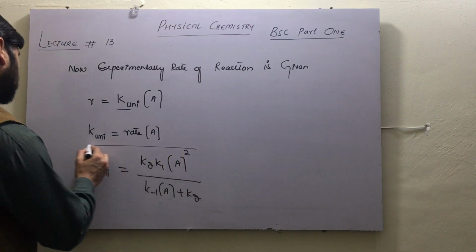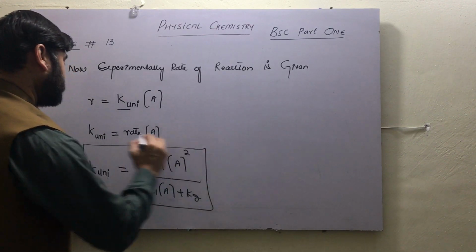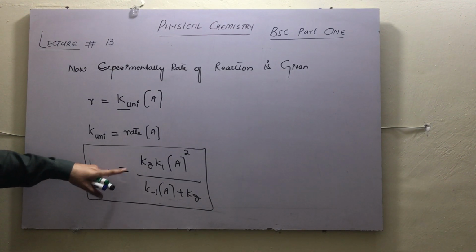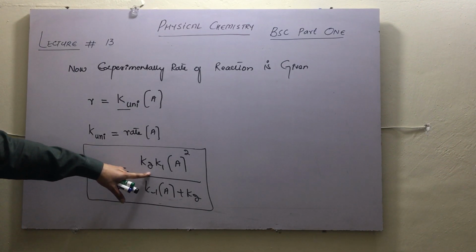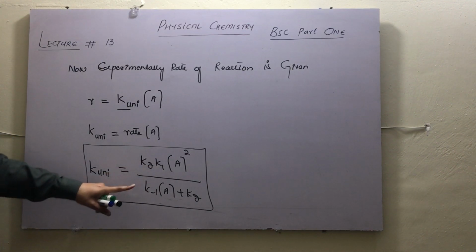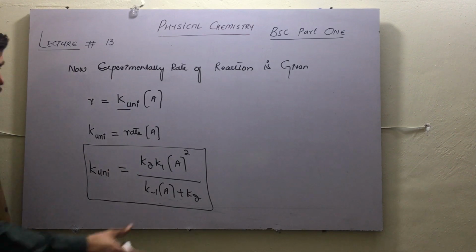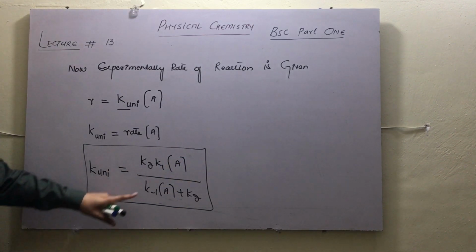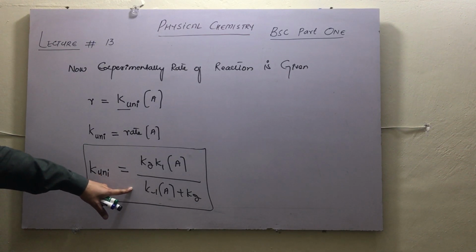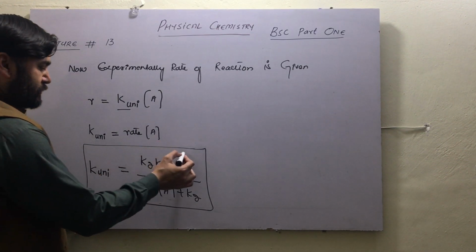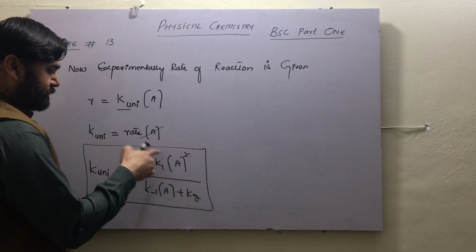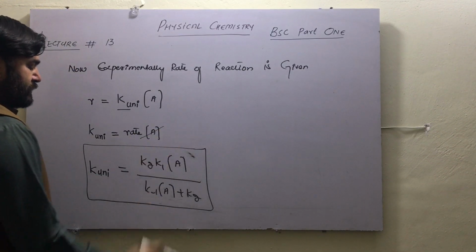This is the reaction. Let me write it. K uni is equal to K1 K2 A, and in this case, A squared will not be there, so there was a mistake. We will not write the 2, and K inverse A and K2 will be written, so in place of this they will cancel, and we will write only this.